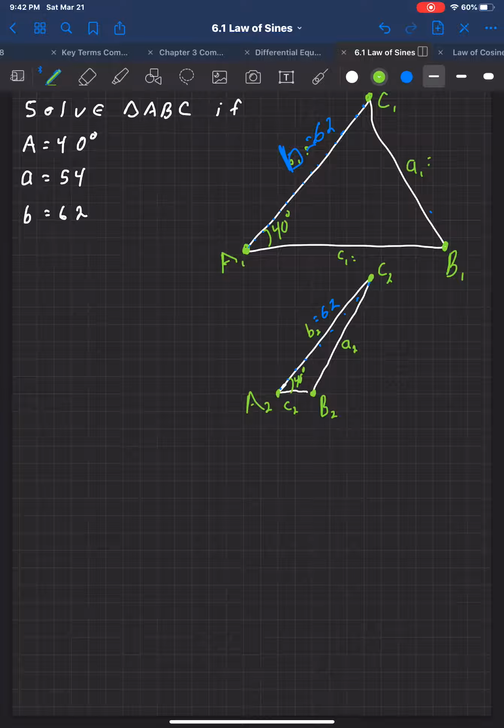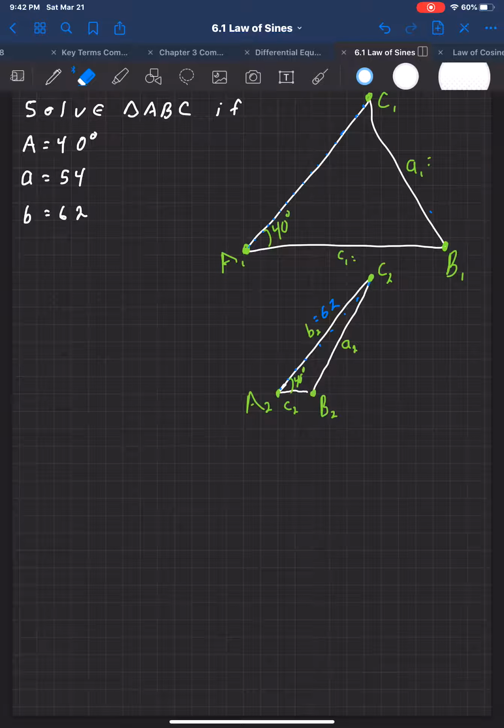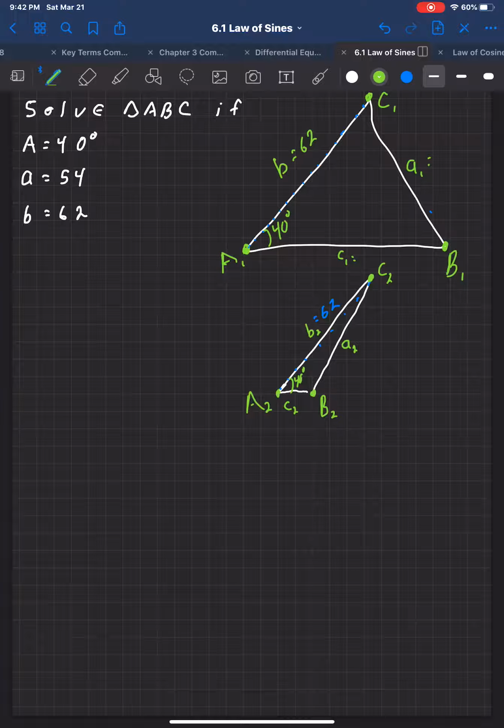In fact, furthermore, what else doesn't change? Well, it is true that side A is allowed to swivel around, but side A doesn't change either, right? It's not like while it's rotating, it grows larger or smaller. No, side A also stays the same. So do you see how a lot of this information carries over to both triangles?